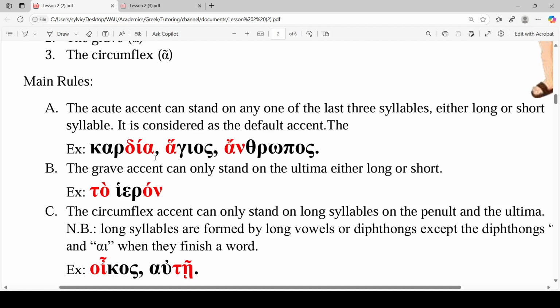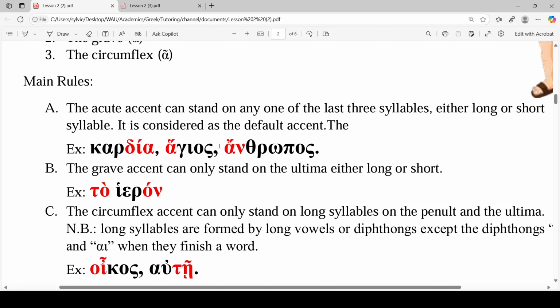Now for a second word, which syllable is accented? Where is the accented syllable in this word? Well, it's the red letter here, alpha, because it bears the acute accent again. So it's gonna be hagios. And the same thing in anthropos, it's anthropos.